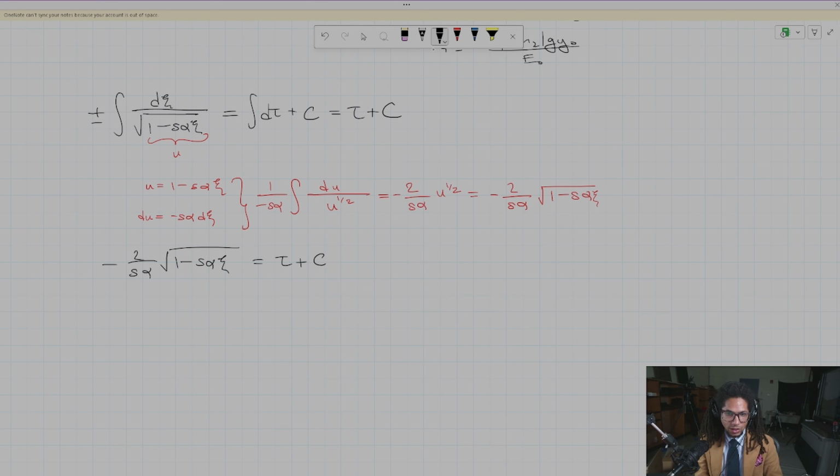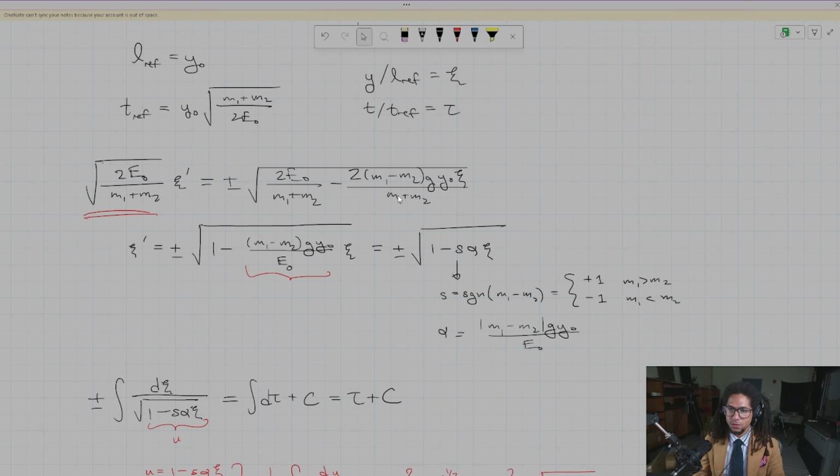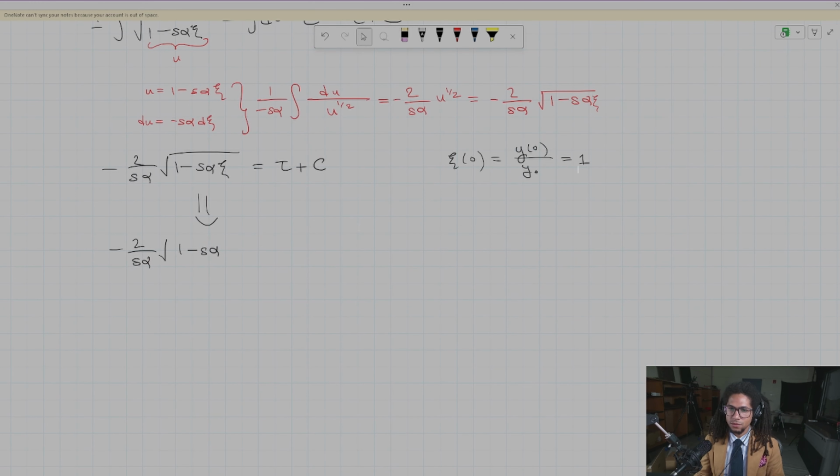All right, we now need to use the initial condition. Minus 2 over S alpha, 1 minus S alpha. So xi of 0 is what? Well, it's equal to y of 0 over y naught, but y of 0 is y naught, so it's equal to 1. Good. That is equal to 0 plus c, so that's what c is.